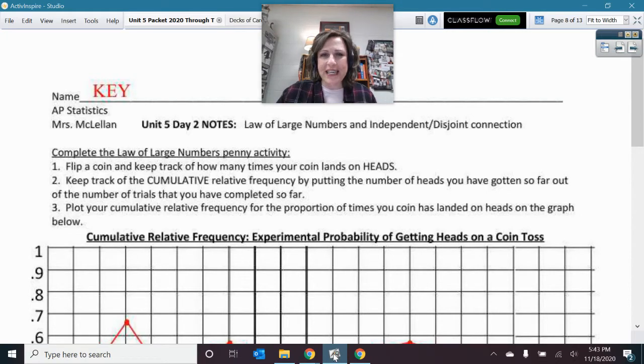All right, we're going to do our second lesson in our basic probability. We're going to learn about this thing called the law of large numbers. And what does that mean? And what does that mean in terms of all probability? Well, let's take a look.